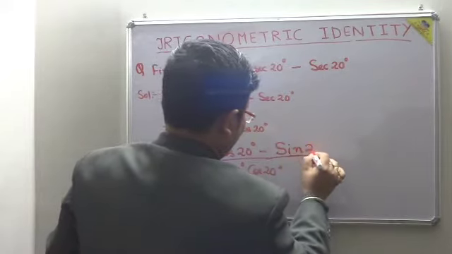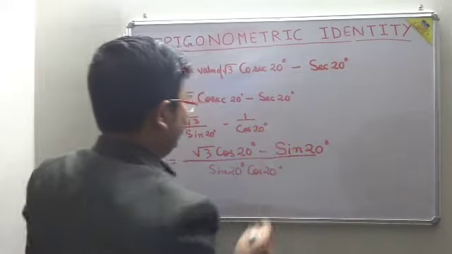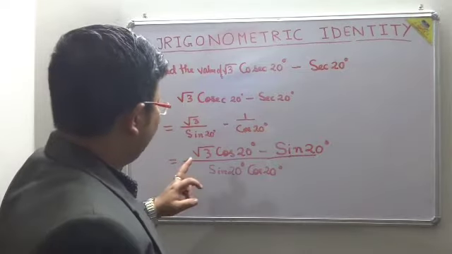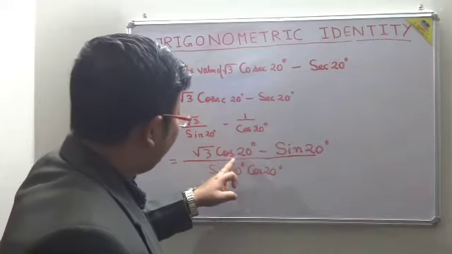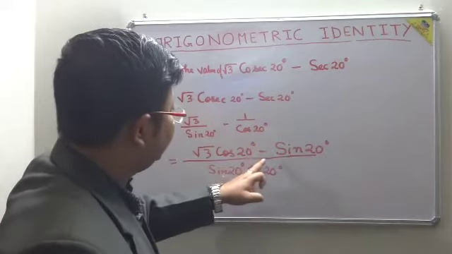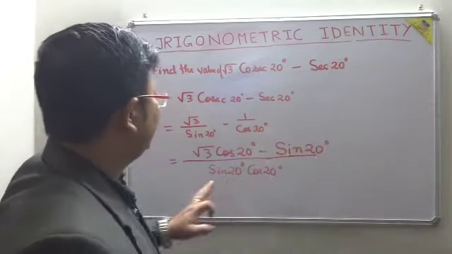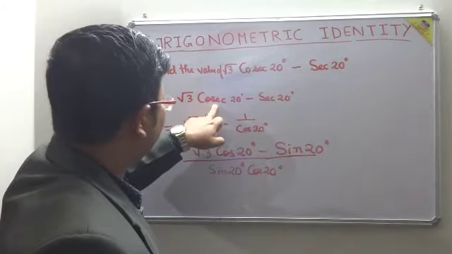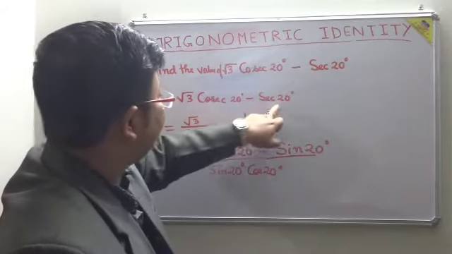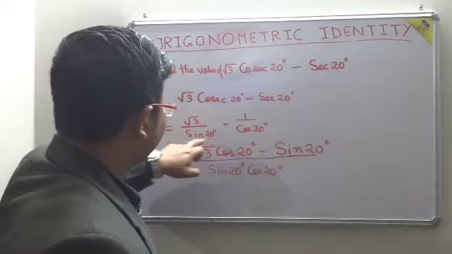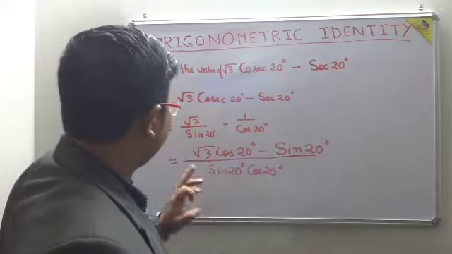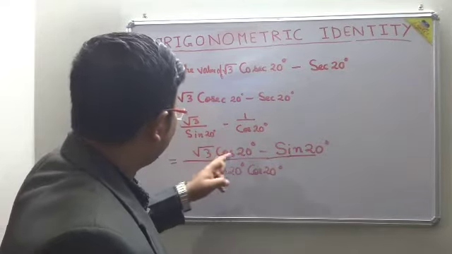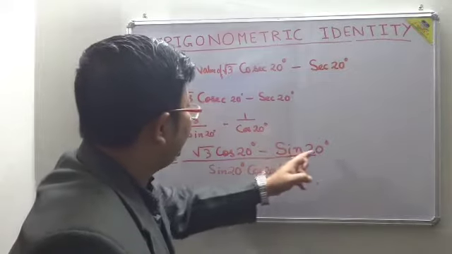Okay, have you got it? Root 3 cos 20 degree minus sin 20 degree. How did we get it? We have converted cosec to sin, and again sec to cos. Now we will take the LCM, sin 20 cos 20, so we will get root 3 cos 20 degree minus sin 20 degree.